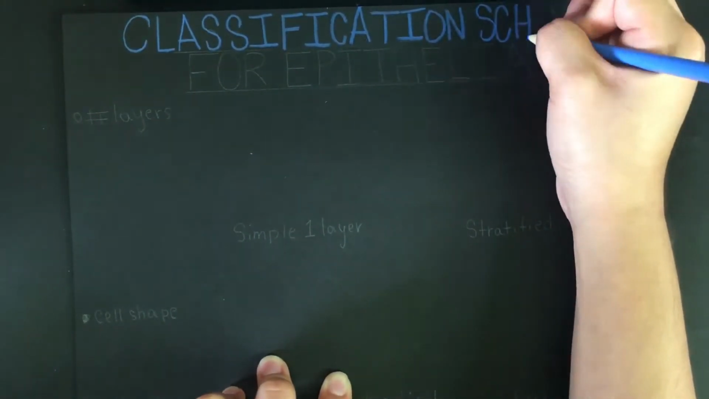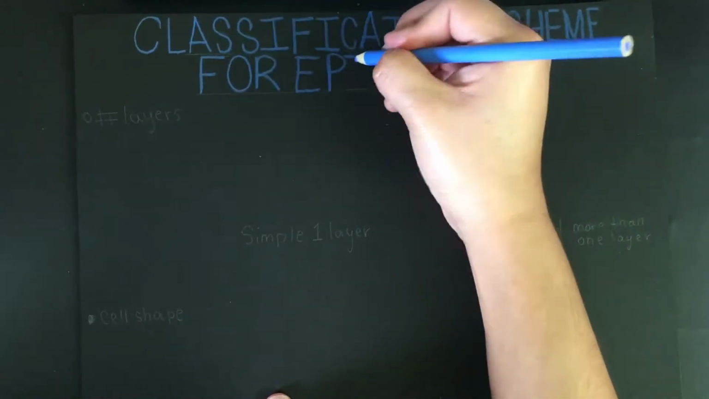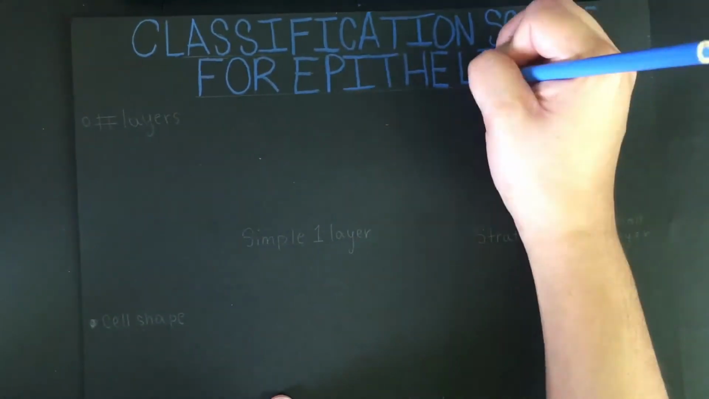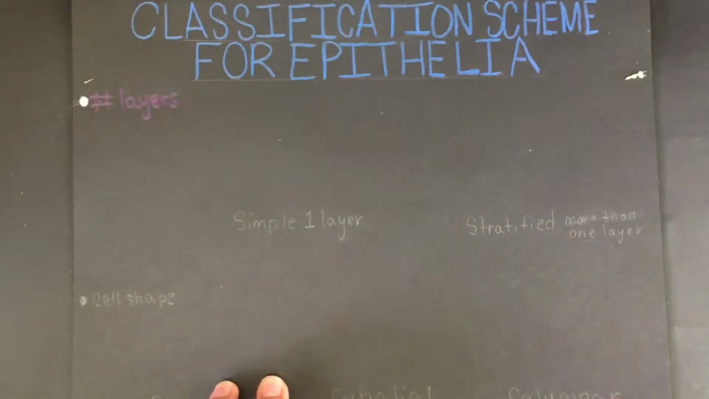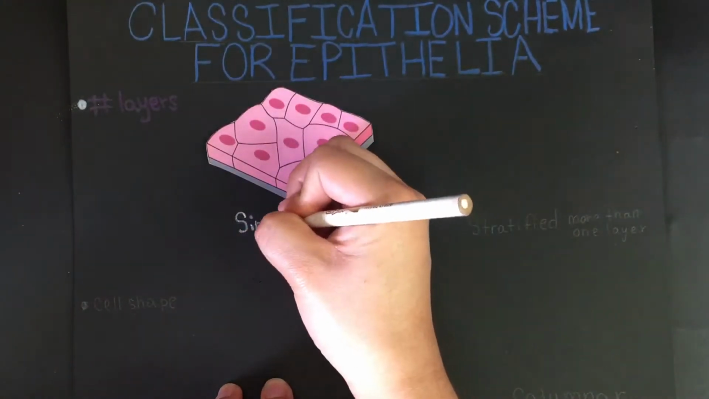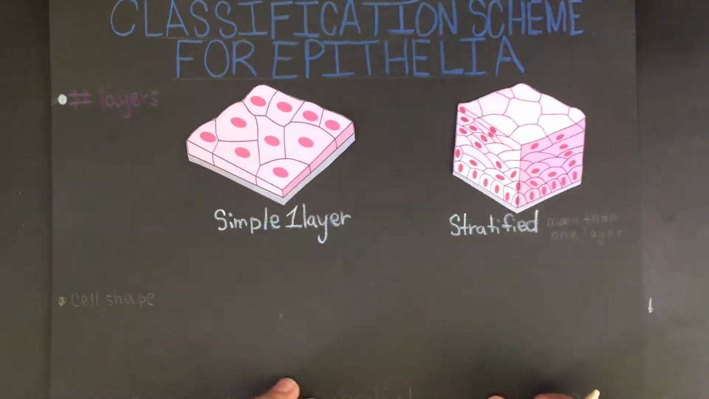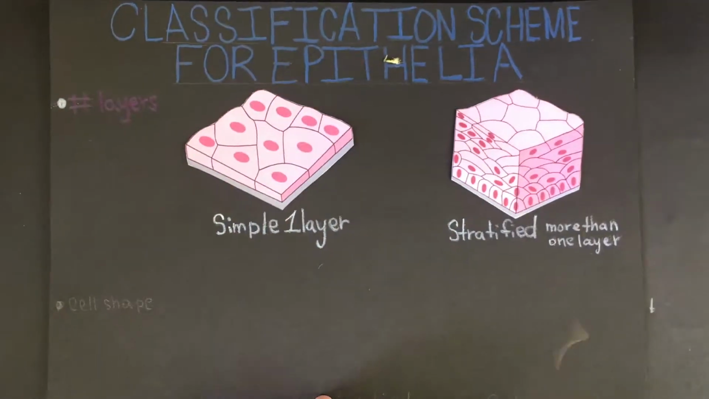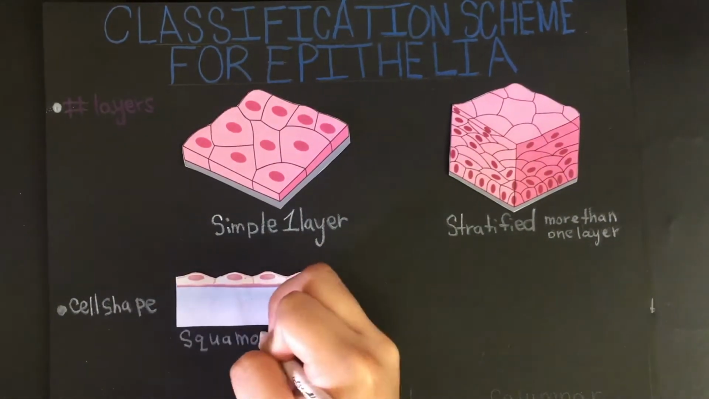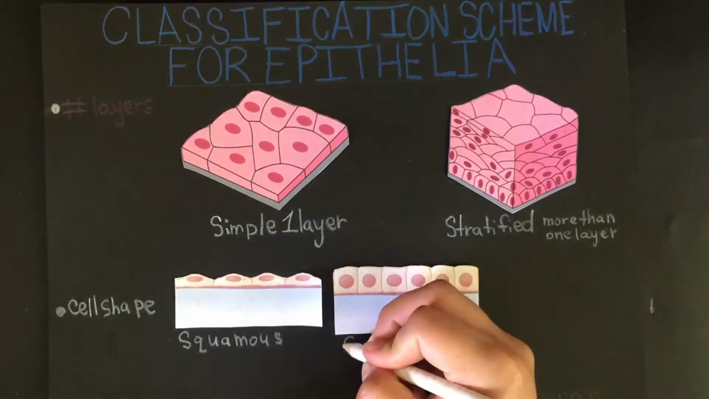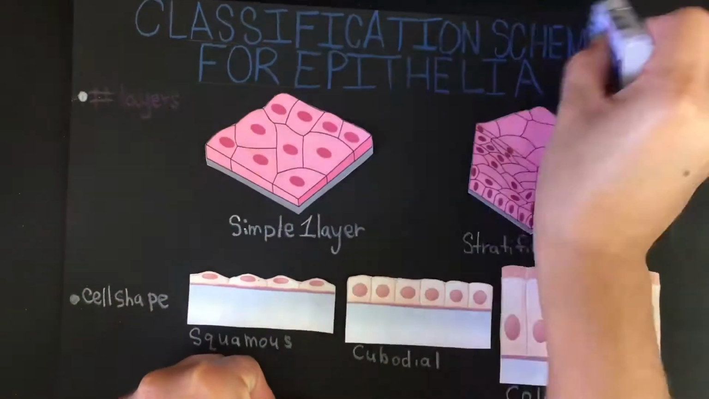Classification scheme for epithelial. They are based on their name and the shape of their cells. Number of layers: simple has one layer, stratified has more than one layer. Cell shape: squamous are flat, looking like a fried egg from the side. Cuboidal are as tall as they are wide. Columnar are taller than they are wide.